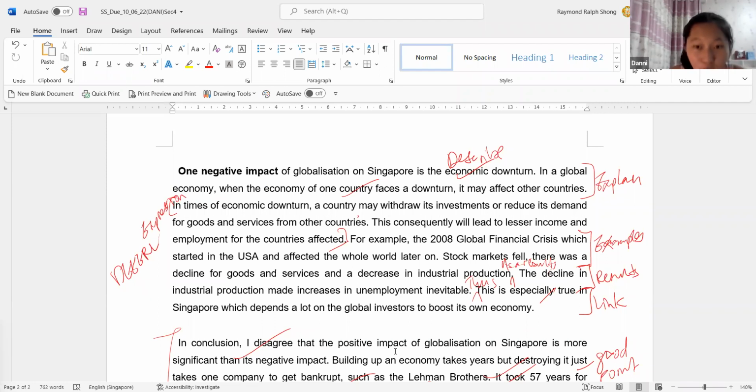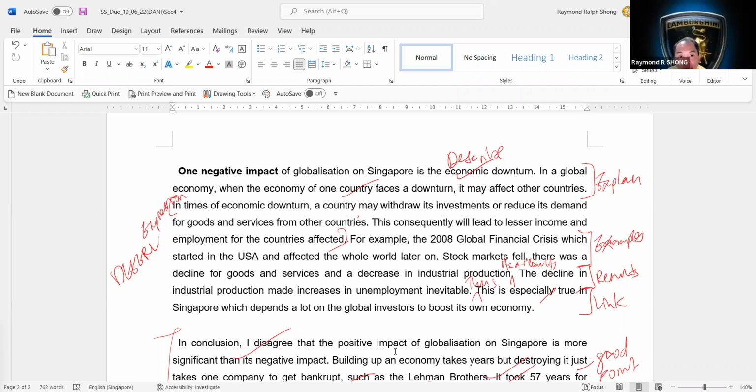For example, the 2008 global financial crisis, which started in the USA, and affected the whole world later on. Stock markets fell. There was a decline in demand for goods and services and a decrease in industrial production. The decline in industrial production made increases in unemployment inevitable. This is especially true in Singapore, which depends a lot on global investors to boost its economy.